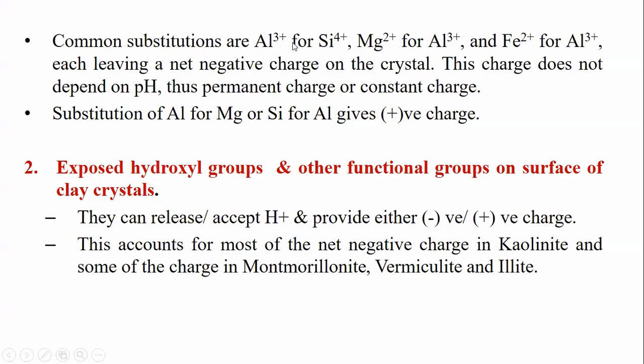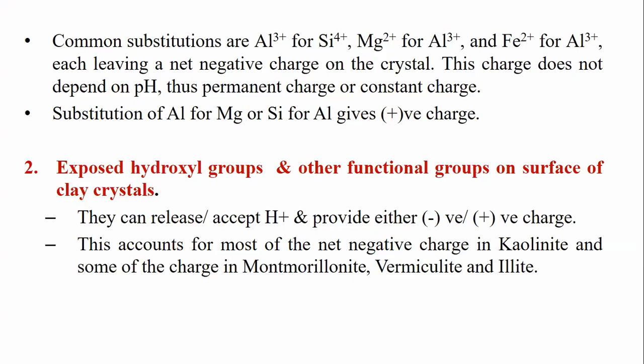Here 4 plus substituted by 3 plus, there should be one negative charge. Again 3 plus substituted by 2 plus, there should be one negative charge. So each leaves a net negative charge on the crystal. So this charge does not depend on the pH. Whether the pH fluctuates, it doesn't matter, because this does not depend on the pH. That's the permanent charge or constant charge. Therefore, we call it a permanent or constant charge.